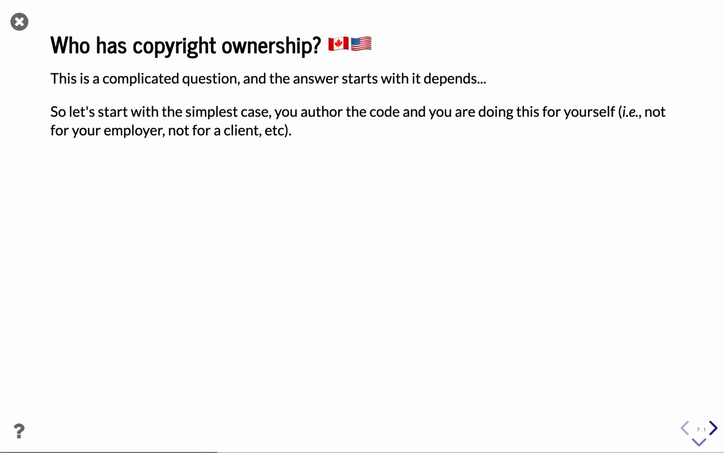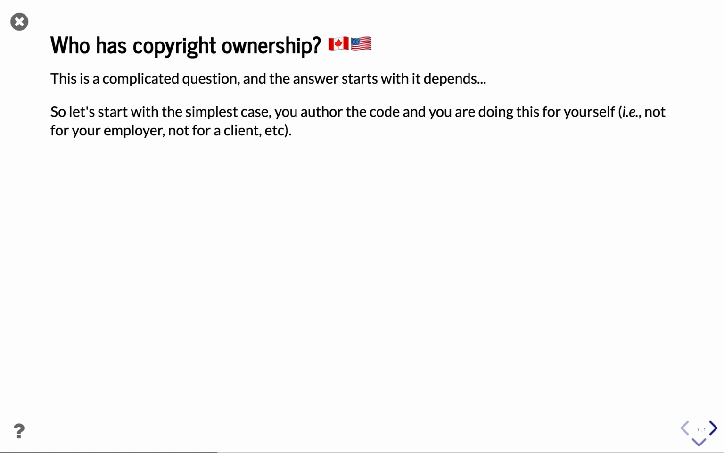Okay, so now we understand what rights you are afforded depending on whether you're in Canada or the US if you are the copyright owner, but then the question comes up, who has copyright ownership? And this is a complicated question, and the answer starts with it depends.